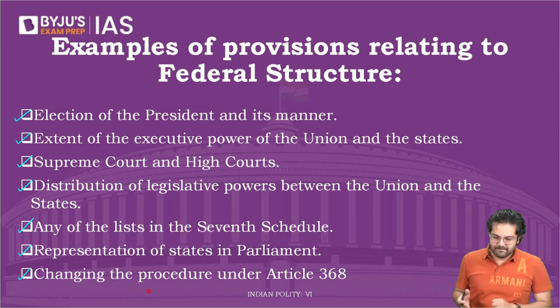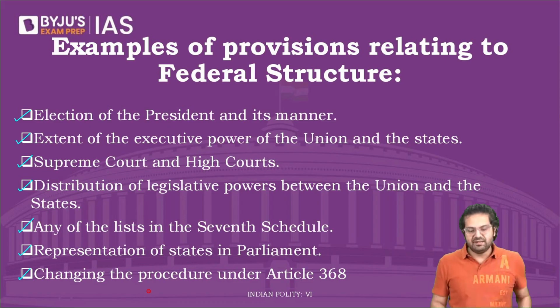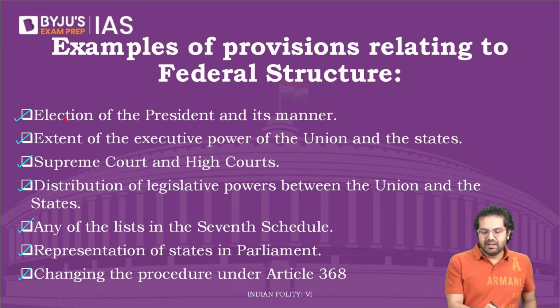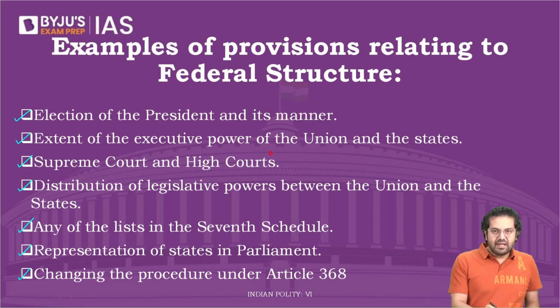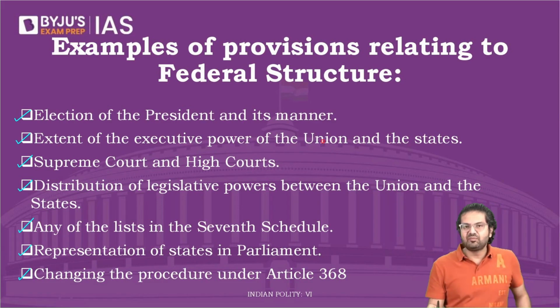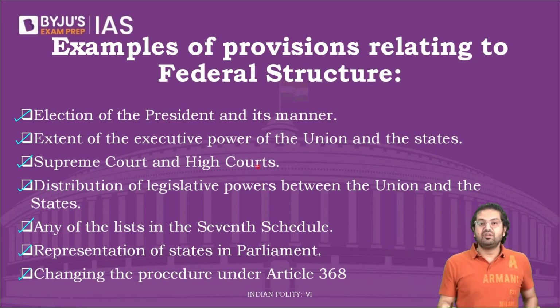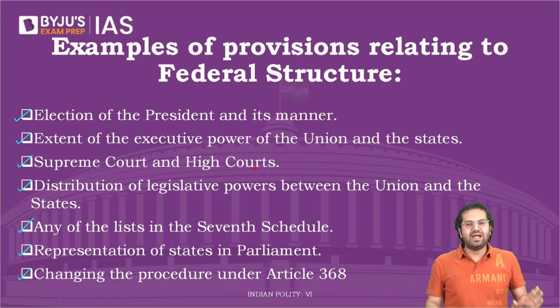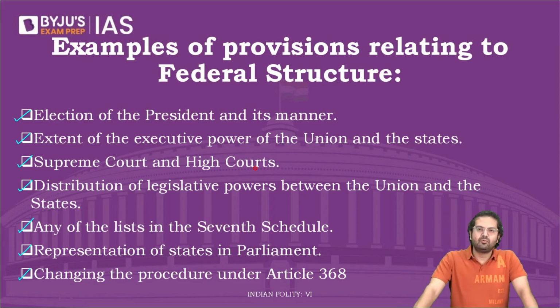Now, when it comes to those federal features, what exactly are these? Number one, election of the president and its manner, Article 54, 55, etc. Extent, limit of the center's power and state's power. If you want to increase the center's power, decrease the state's power, of course, you are violating the division of power. Supreme Court and High Courts, if you want to reduce their power, states also have to approve. So today, the parliament cannot decrease Supreme Court's power without states' approval.